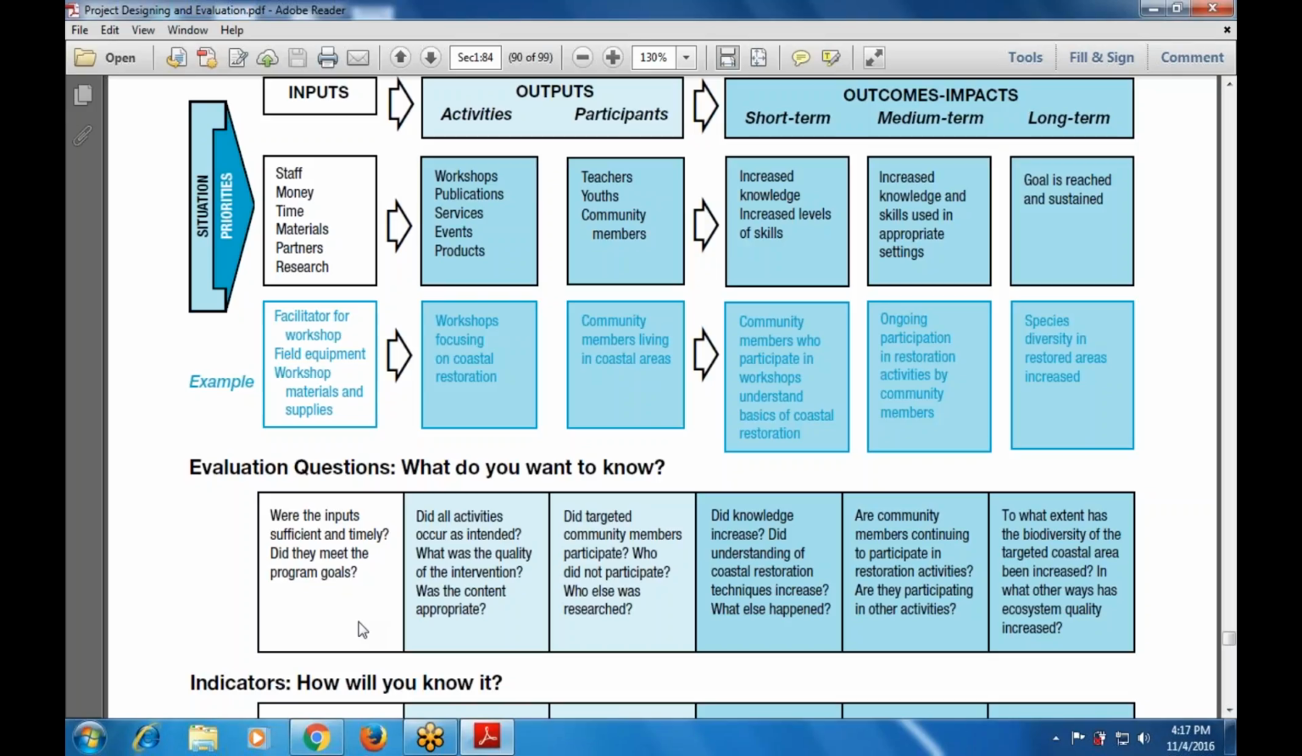The next is, are the community members continuing to participate in the restoration activities? Are they participating in other activities? Whatever the material, whatever the activities that are gathered together, that is used to participate in the restoration activities.